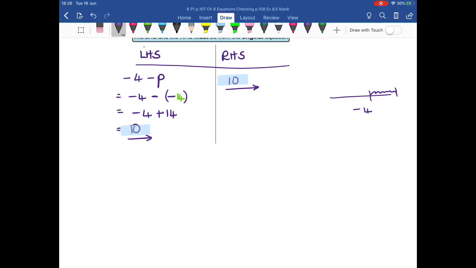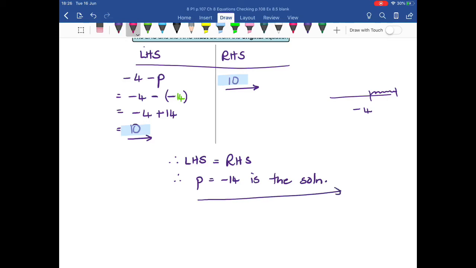But you always have to write the following. Left-hand side, so therefore, left-hand side equals right-hand side. They both equal 10. Therefore, p equal to negative 14 is the solution. You have to write this down, and in a test you actually get marks for doing that.